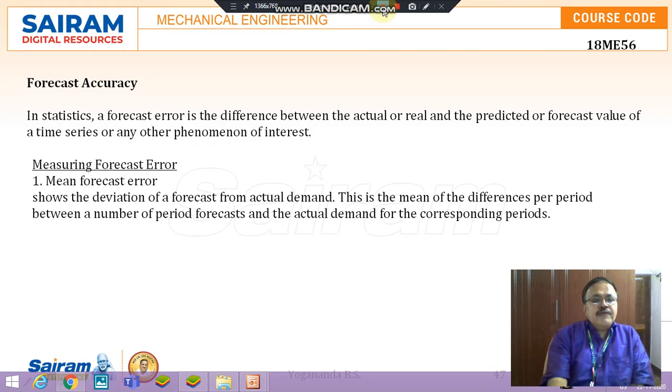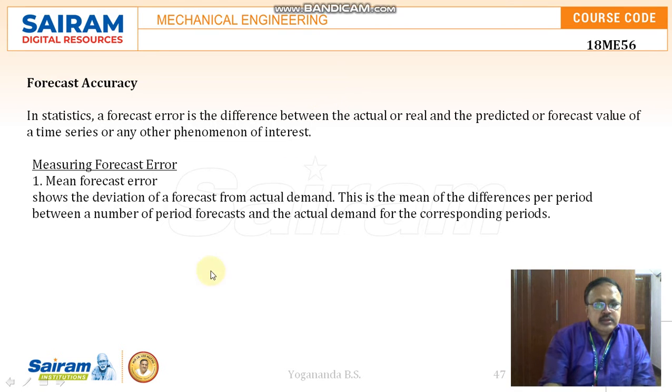So how to measure the forecast error? The first one is the mean forecast error. It is the deviation of the forecast from the actual sales, the deviation of the predicted value from the actual demand. How to find this mean forecast error? By taking the mean of the differences per period between the forecast and the actual demand for those particular periods given.